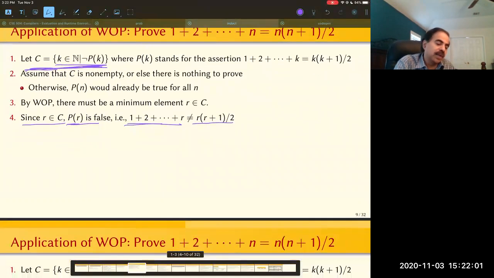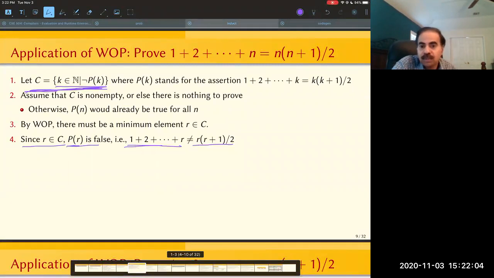Then we are going to do some arithmetic manipulation, and then we are going to show that.